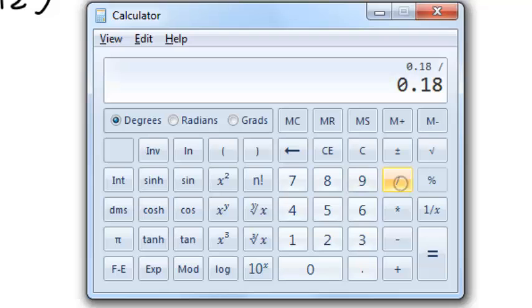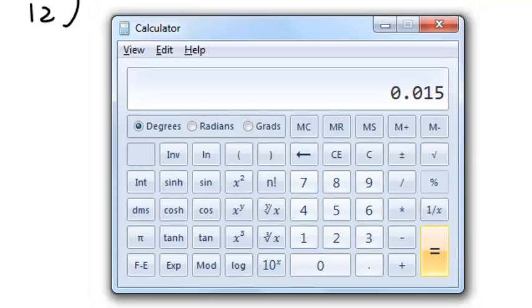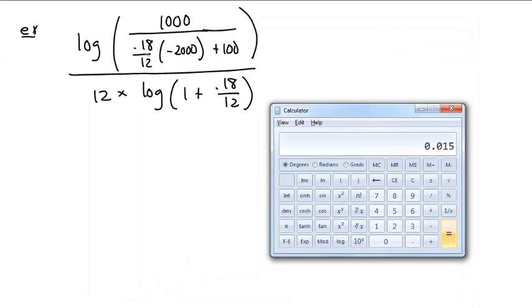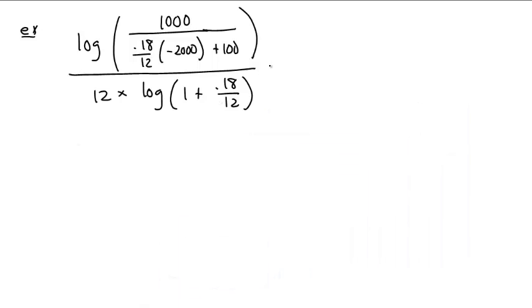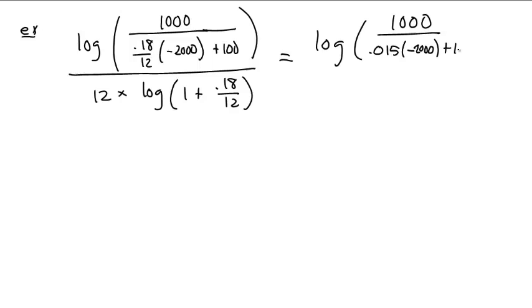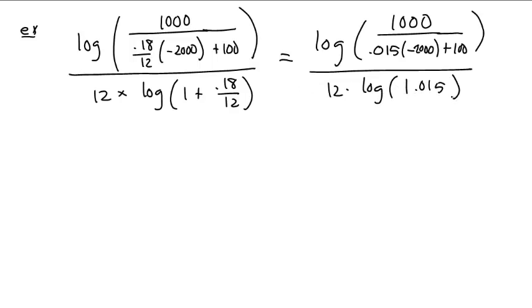0.18 divided by 12 is 0.015. Notice that that can go up there and down there, so 0.015. Copy the whole darn thing over. This is the log of 1,000 over 0.015 times negative 2,000 plus 100, all over 12 times the log of 1 plus that, which is just 1.015. It's a little simpler already.